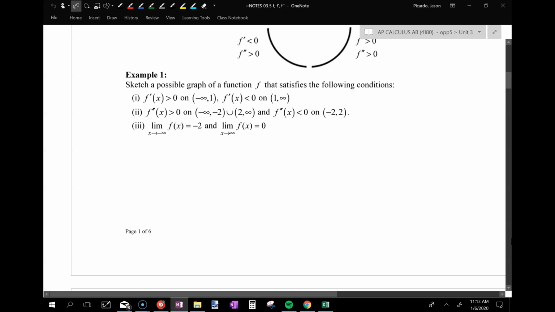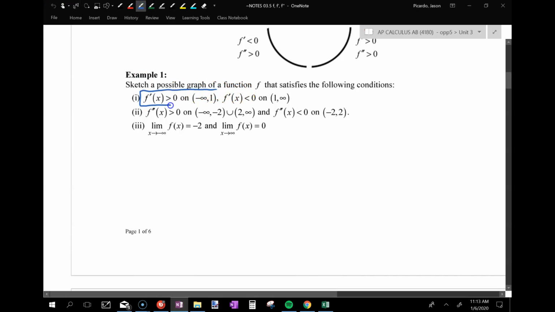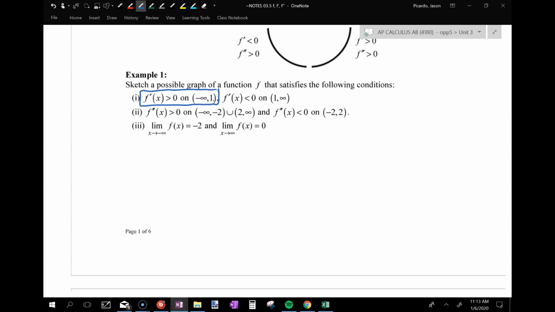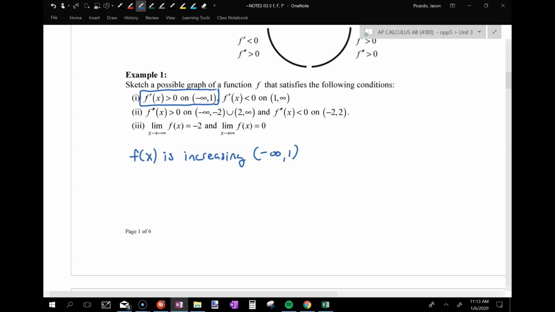Ready? Fact number 1. First derivative is greater than 0. Translate that into English words. First derivative is greater than 0. Slope is positive. My graph is increasing. F of x is increasing from negative infinity to 1, right? So that's our first fact.